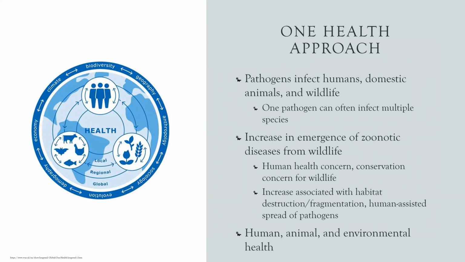Now, throughout my talk today, you'll notice a tie that's underlying it all, besides the striped skunk aspect, and that's this One Health approach. This is the idea that pathogens infect humans and domestic animals and wildlife, and one single pathogen can infect species from all of these categories. In recent history, we've seen an increase in the emergence of zoonotic diseases from wildlife. Those are pathogens that are coming from wildlife and causing disease in humans.